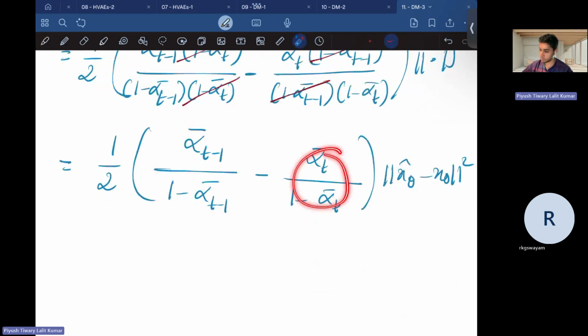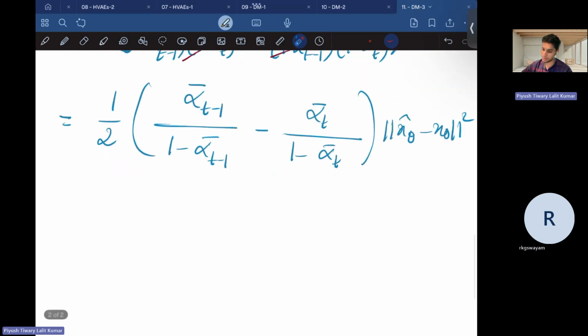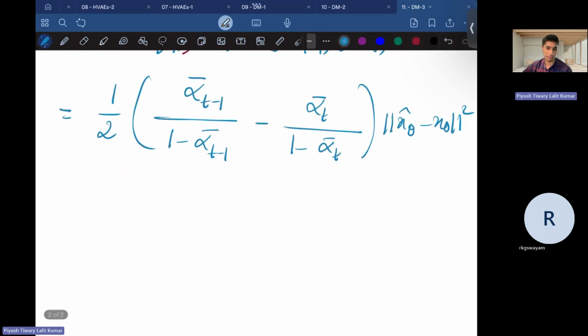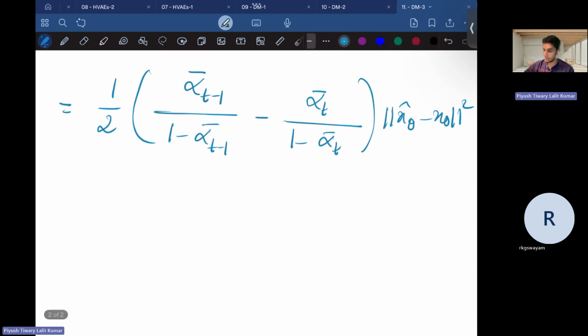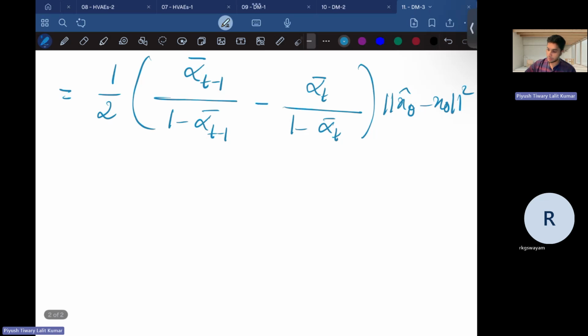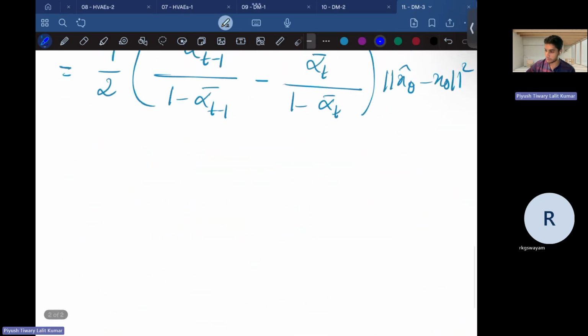So note that these two terms have similar form. This is at time t minus 1 and this is at time t. Now this is what is important, and we are going to see that this is something interesting. Particularly, these terms are interesting. Okay, now I will take a detour and just keep in mind that this is what our objective function finally looks like.